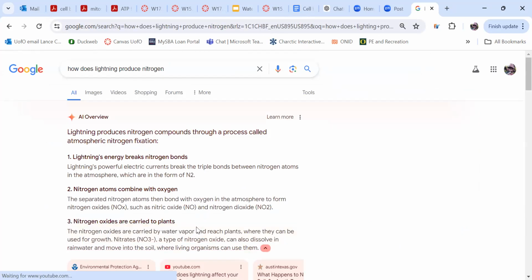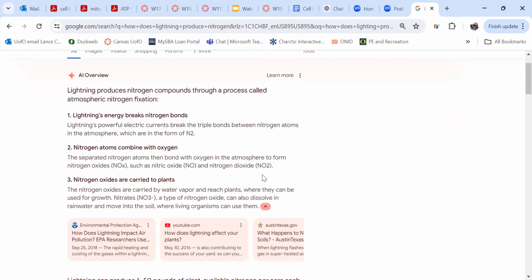Lightning's energy breaks nitrogen bonds. Oh yeah, because it's that N2, right? Lightning's powerful electric currents break the triple bonds between nitrogen atoms in the atmosphere, which are in the form of N2. The separated nitrogen atoms then bond with oxygen in the atmosphere to form nitrogen oxides.